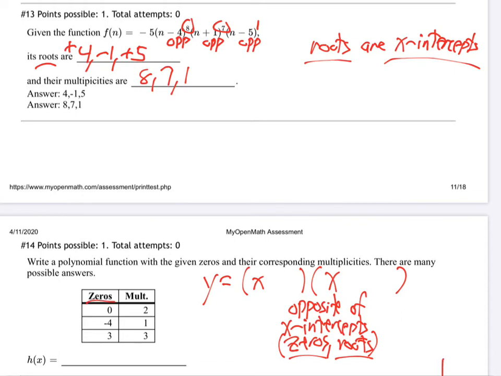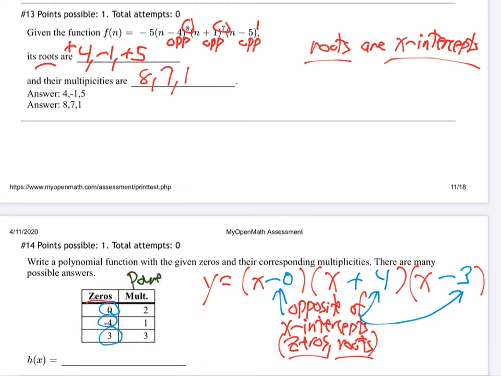So they're saying, okay, we got 3 of these. So we got 1 here, and 1 here. So they're saying, got to do the opposite. So the opposite of 0 is minus 0. The opposite of minus 4 is plus 4. The opposite of 3 is minus 3. And then the multiplicities are the powers. So the zeros are the x-intercepts.